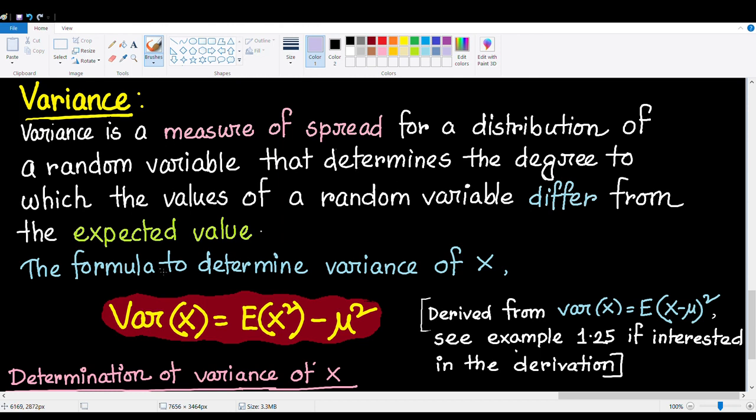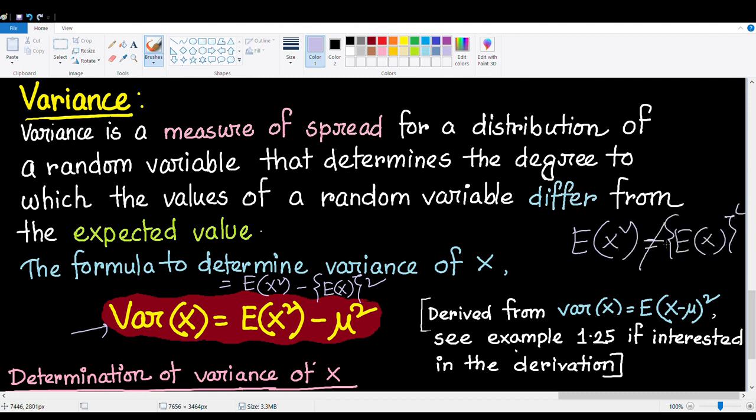So the formula that we are going to use to determine the variance in these problems is this. Variance of x equals E of x square minus mu square. Sometimes it's also written like E of x square minus E of x whole square. Okay, so we know that mu and E of x are used alternatively. Note that E of x square and E of x whole square, both of the terms are not equal at all.